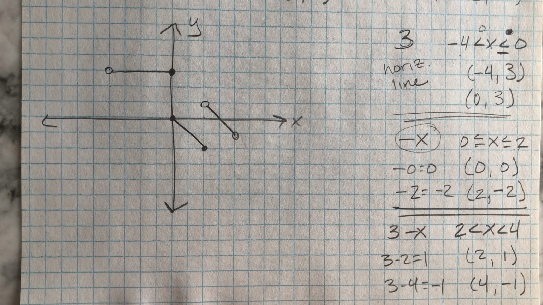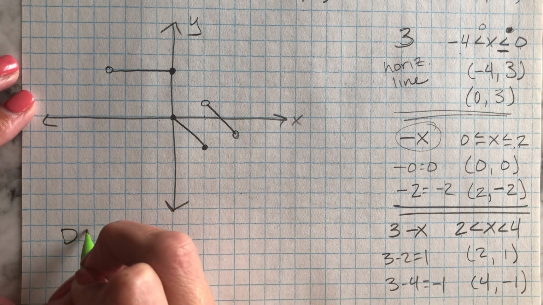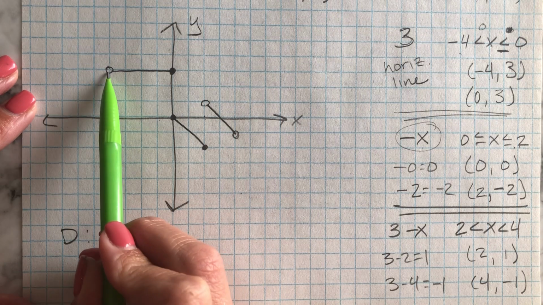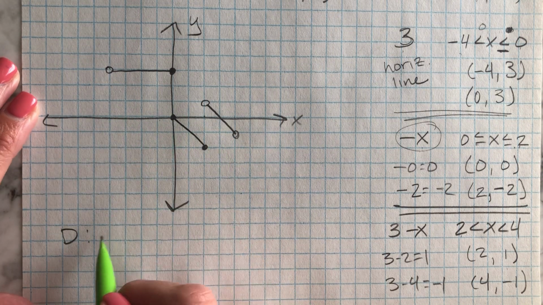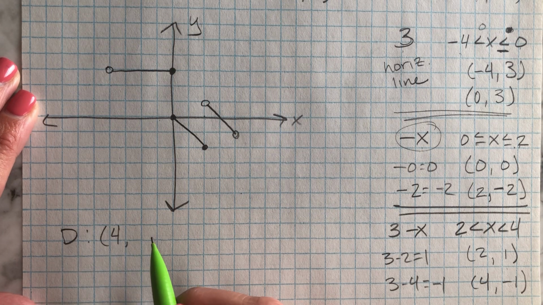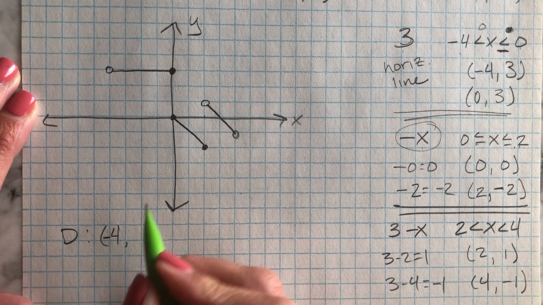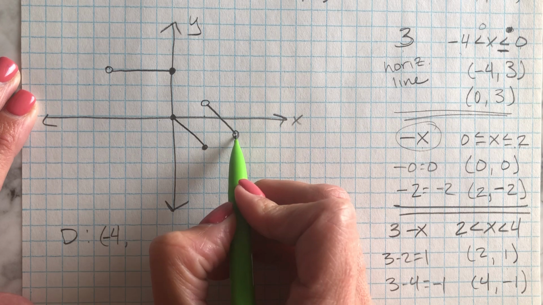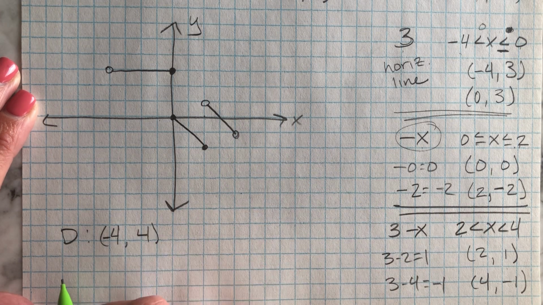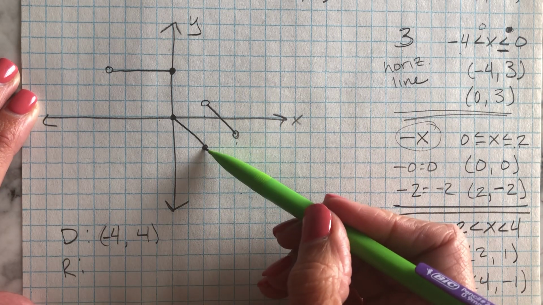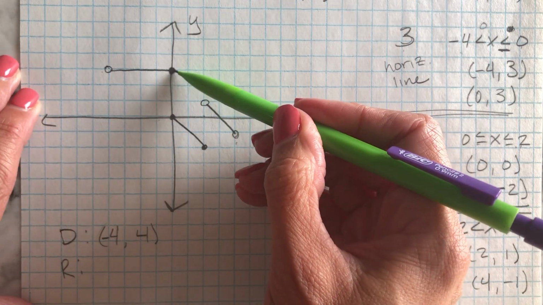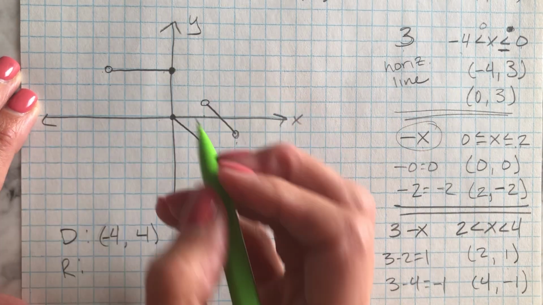Now let's give domain. That would be from here to here. So -4, sorry. -4 to 4. Range. And they're both open, so that's why I put the parentheses. Range is bottom, so -2 to 3. Closed, closed.